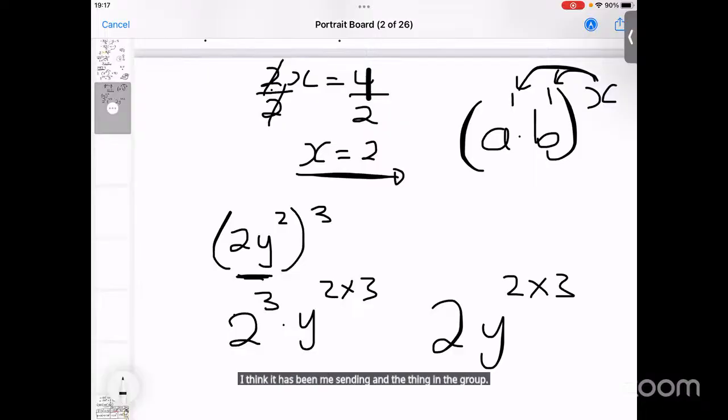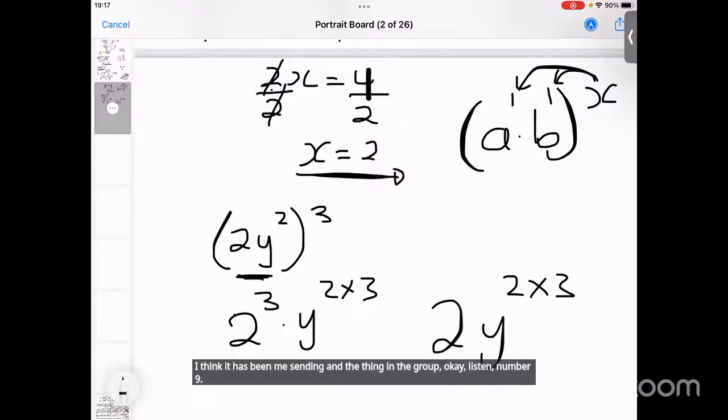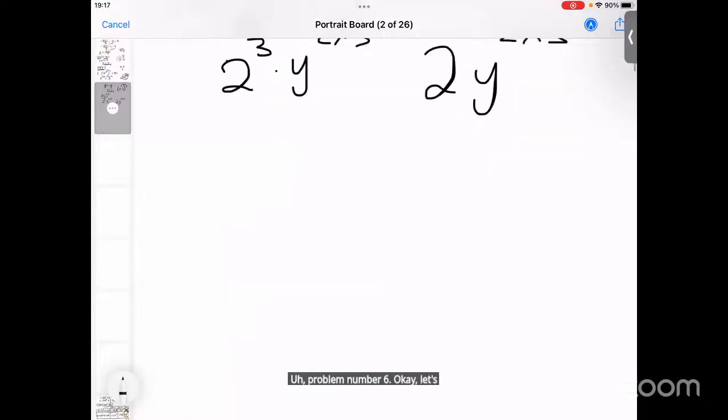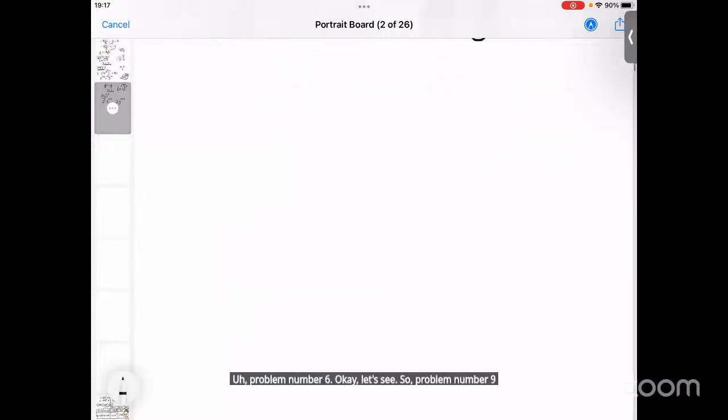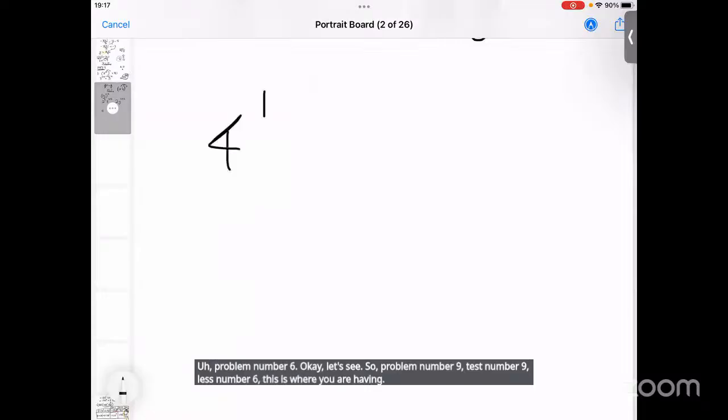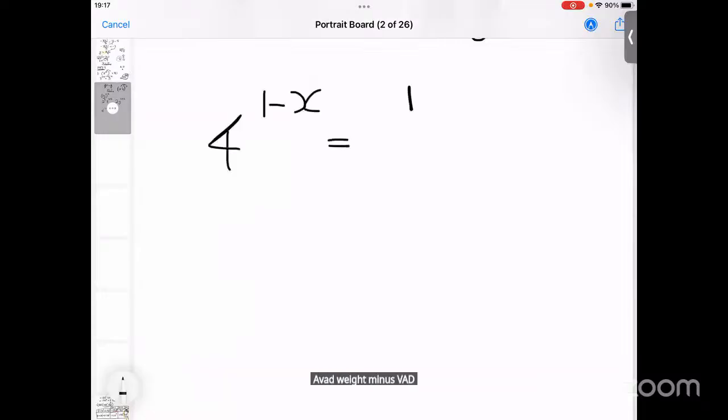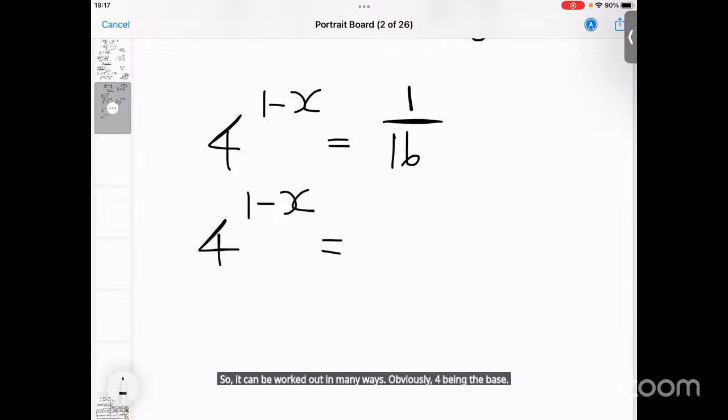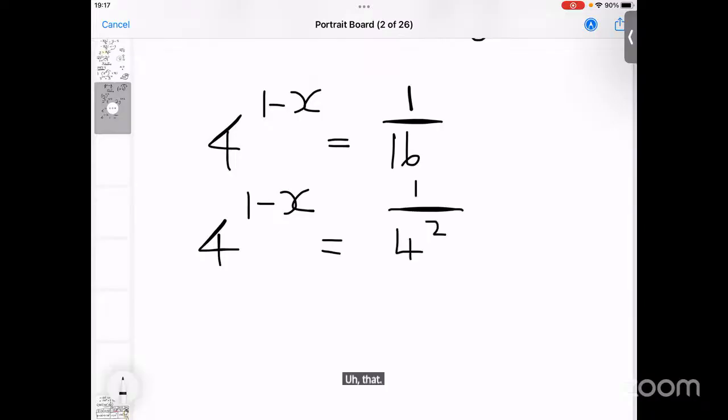Okay, lesson number 9, problem number 6. This is where you have the exponent equals 1 over 16. It can be worked out in many ways. Obviously, 4 being the base, we have 1 over 16, and definitely it can be written as a power of 4. Remember, the main aim is for you to have exactly the same bases. How are you going to do it?